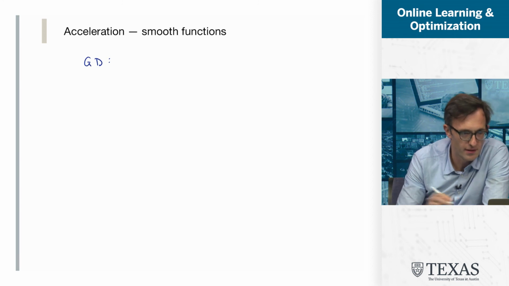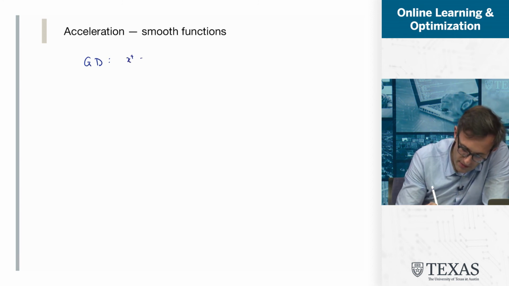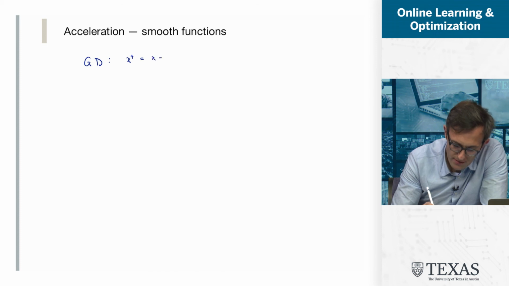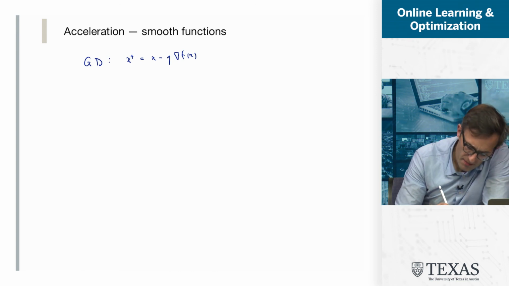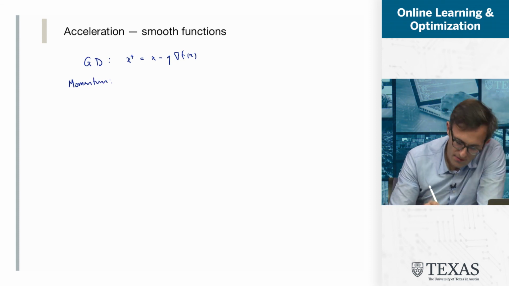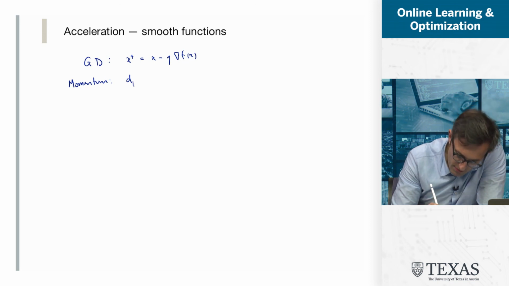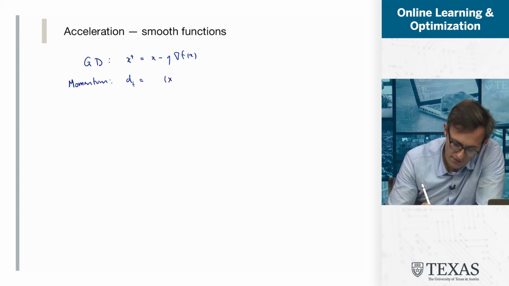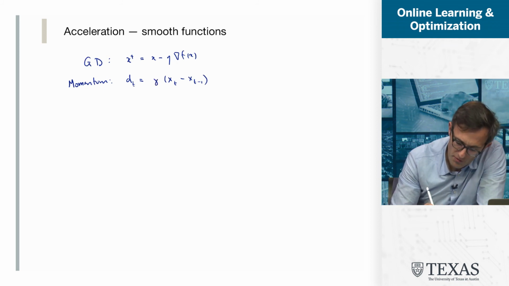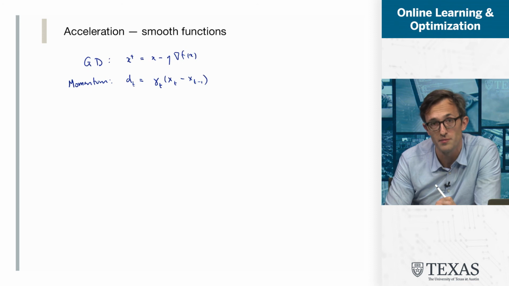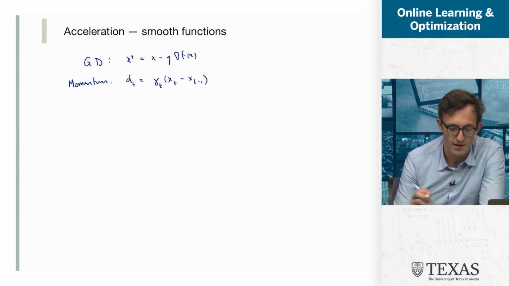The update for gradient descent is x minus my step size times the gradient of f of x. My momentum term, I'm going to denote by d. So d_t is equal to some multiple of x_t minus x_{t-1}. And I'm going to reserve the right to tune this multiple as a function of t.